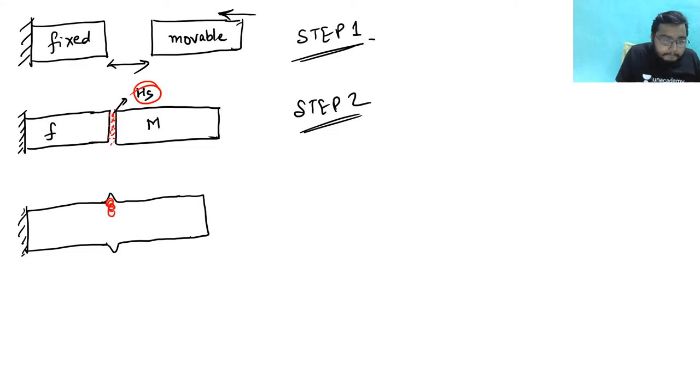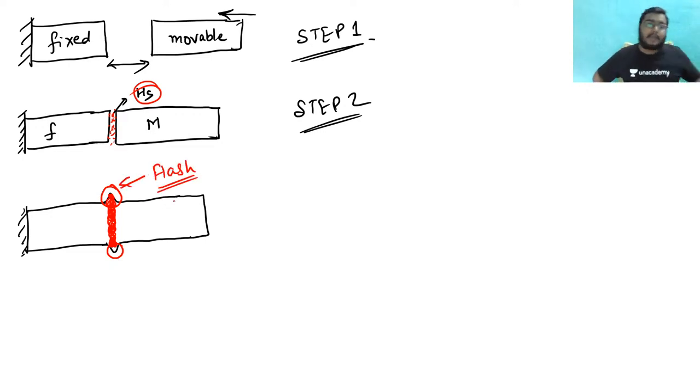Clear? So you will get a joint like this. Now see, my dear friend, there is a protruded part here and there is a protruded part here. This part is known as flash. So this is the butt welding you are forming, and this is the extra flash. So flash butt welding you are getting.